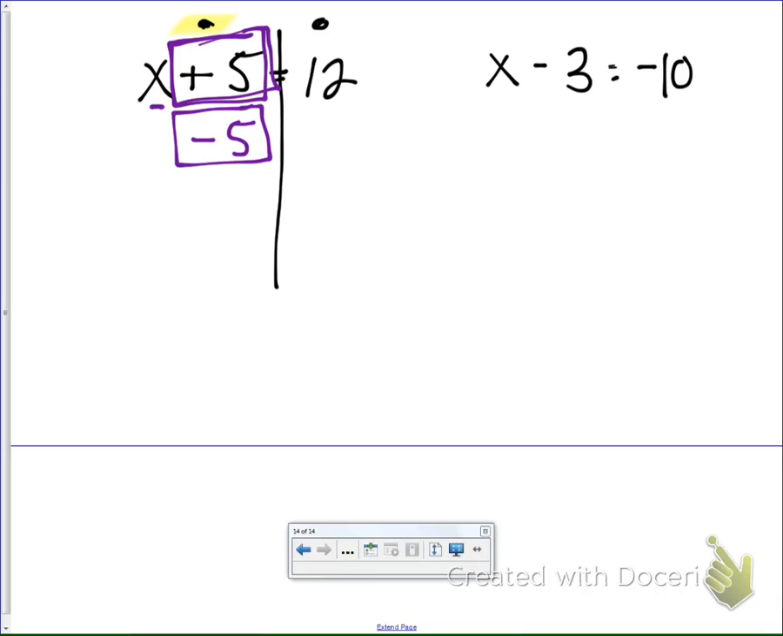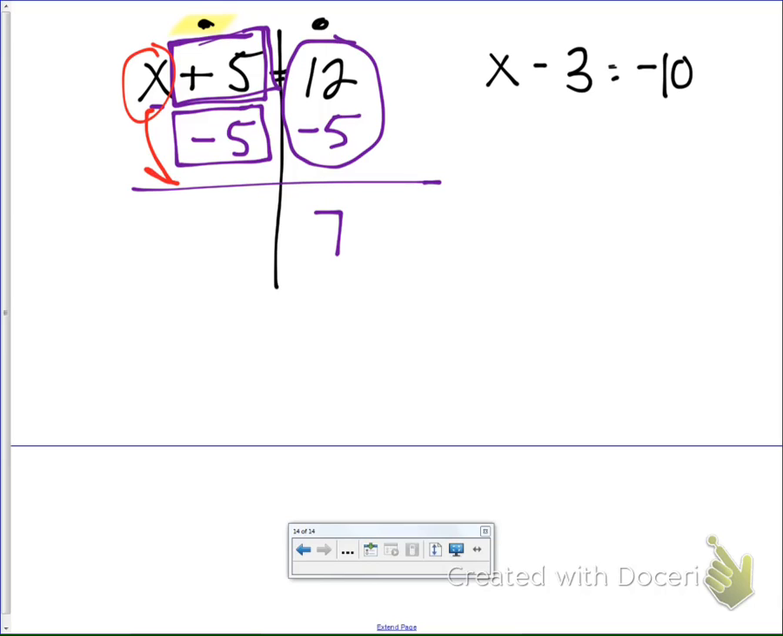Now, equations are all about balance, so if I did minus 5 or negative 5 on the left, I need to do the same thing on the right. So I'm going to put my negative 5 over here. Now I need to simplify. I'm going to treat this just like it was a math problem. So to me that looks like 12 minus 5, and 12 minus 5 is going to give me 7. Now what I have left over on the other side is my x, so I'm going to bring him down, and I'm left with x equals 7.